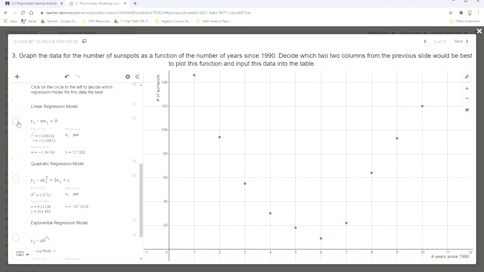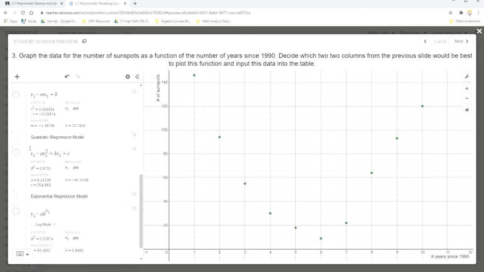So you can see here, if I click this one for the linear regression model, this line here is a linear regression, which is attempting to model the data we provided. Doesn't look like it's modeling it very well, huh? So I know that linear regression is probably not the model that I need to use here for this data. What about quadratic regression? That looks a lot better.